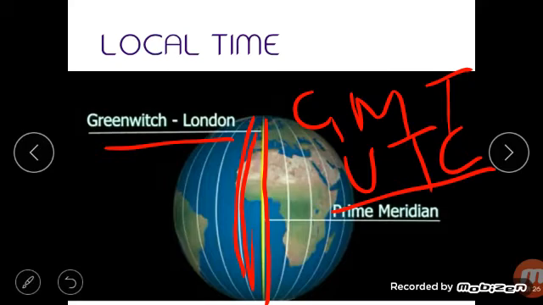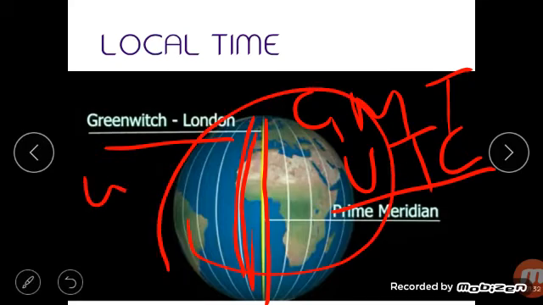Since the earth rotates from west to east, this is west, this is east. So places located to the east of the prime meridian are ahead of UTC. UTC means Coordinated Universal Time.